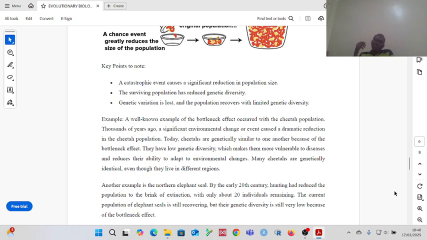A well-known example of the bottleneck effect occurred with the cheetah population. Thousands of years ago, there was a significant change in the environmental conditions. That event led to a dramatic reduction in the cheetah population. So many cheetahs died, and the ones that were left were very small in number, significantly less.